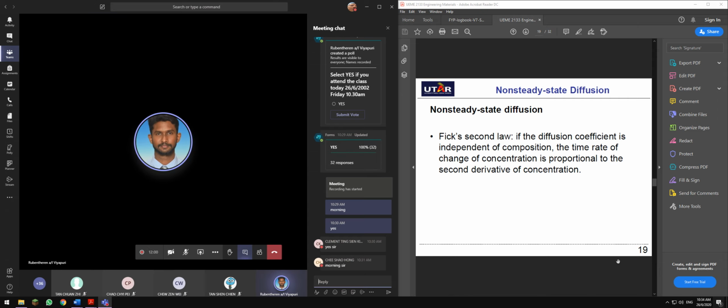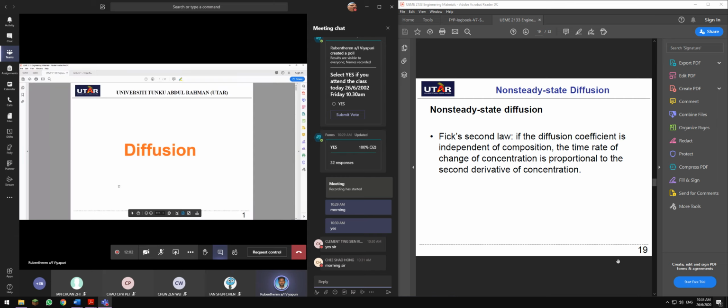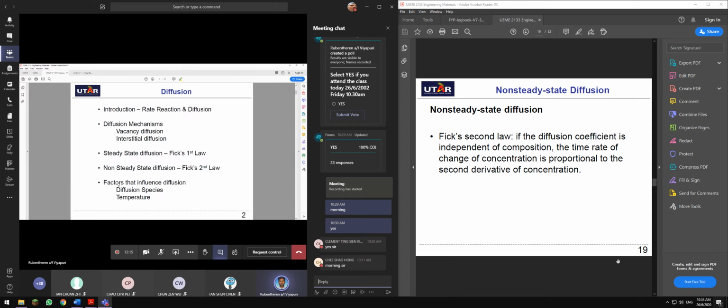All right, now diffusion, guys. Previous lecture, I had a discussion with all of you about the definition of diffusion, and there are two types of law, which is Fick's first law and also Fick's second law, which governs steady state and non-steady state diffusion. For steady state, it is independent of time. For non-steady state, time dependent.